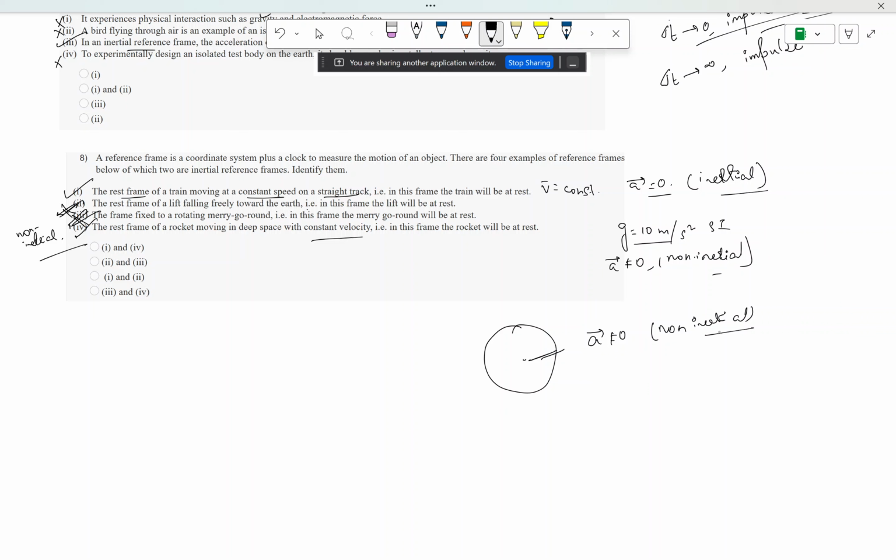And the fourth option is that the rest frame of a rocket moving in deep space with constant velocity. So the rocket is moving in space, its velocity is constant. That means its direction and the value of the velocity is constant. So the rocket will be at rest. So that is the inertial frame of reference, because the frame of reference itself does not have any acceleration, or a is 0. In this case it is also an inertial frame of reference. So the two inertial frame of reference options are 1 and 4.